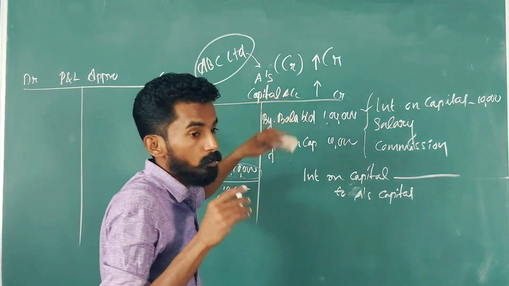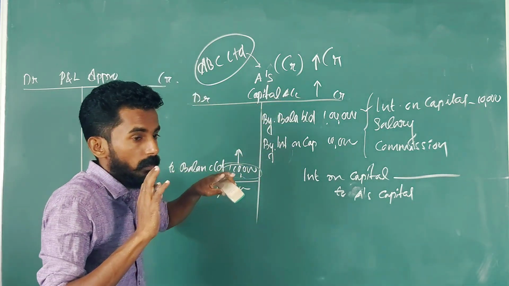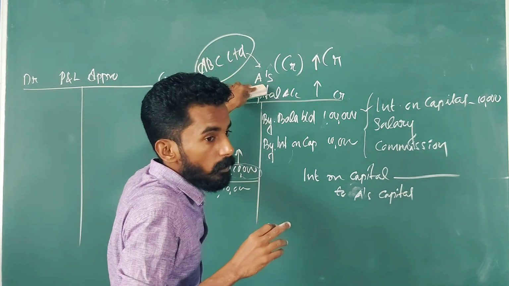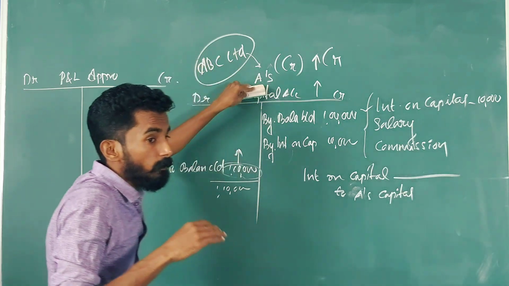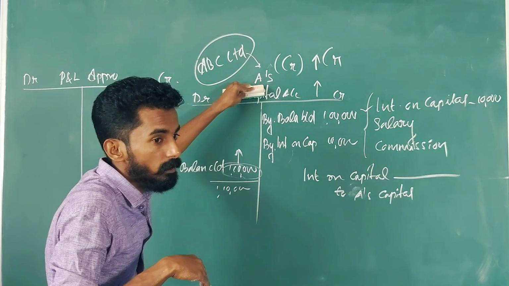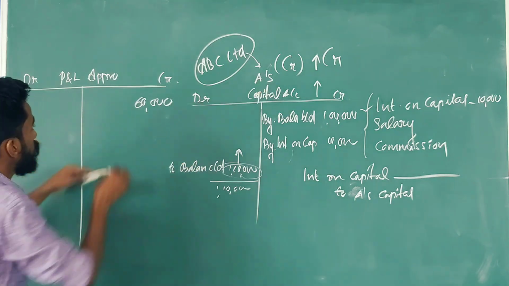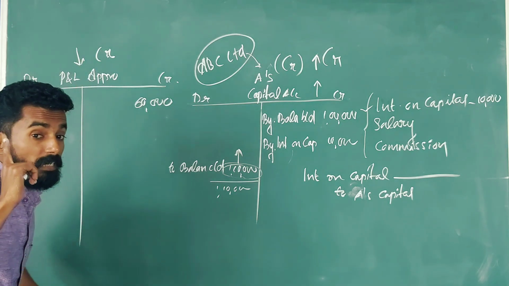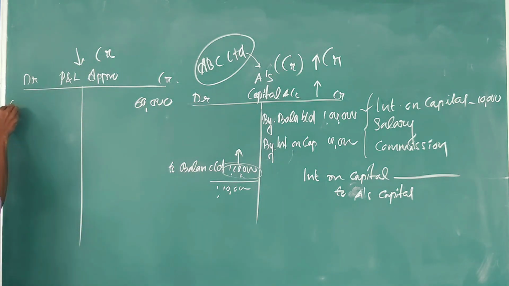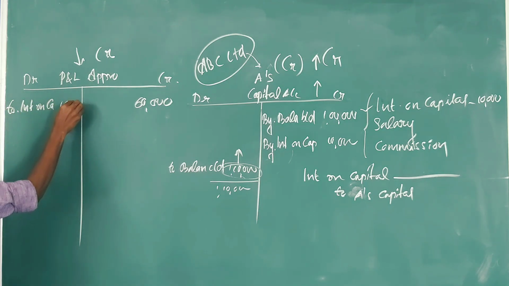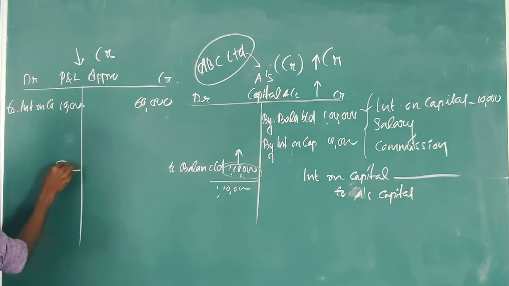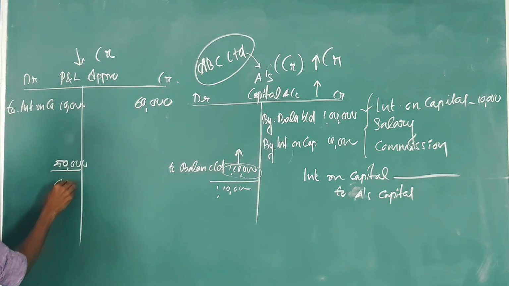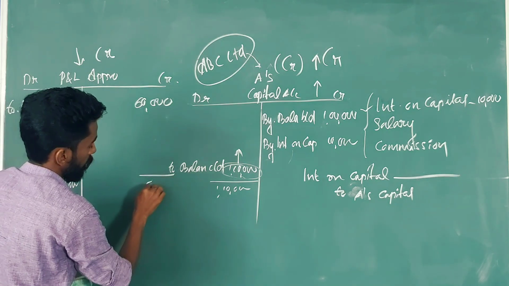You can think this logic in two ways. If a firm is giving interest on capital to A, automatically the firm's profit is going to increase or decrease? Decrease. Firm's profit will decrease. Profit shows which balance? Credit balance. If you want to decrease, we need to debit it. Very good. So what will come? To interest on capital will come 10,000. So automatically profit balance will come how much? 15,000 is the carry down. Correct? Because 60 is the total.